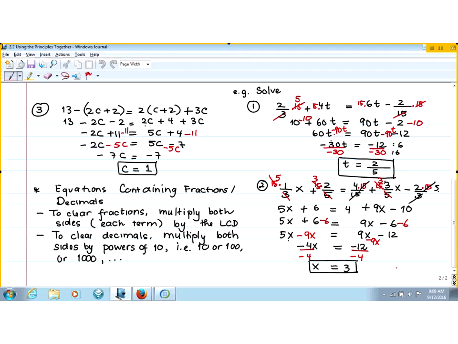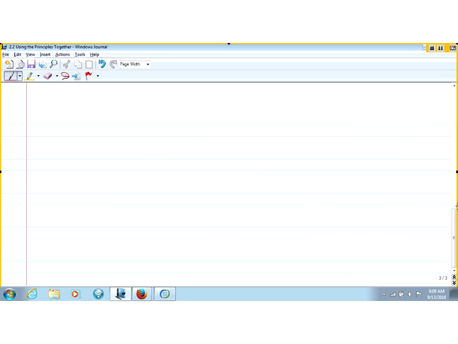Okay, so yes, we did some examples of fractions. So we cleared fractions, right? Okay, so number 3.